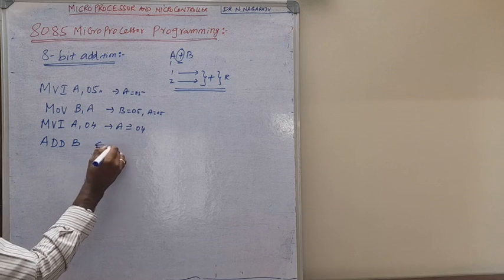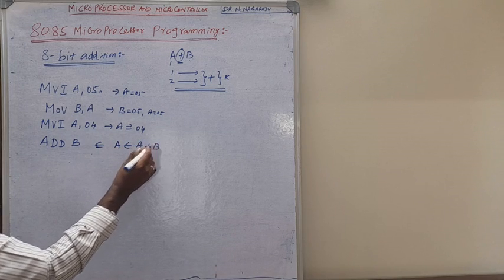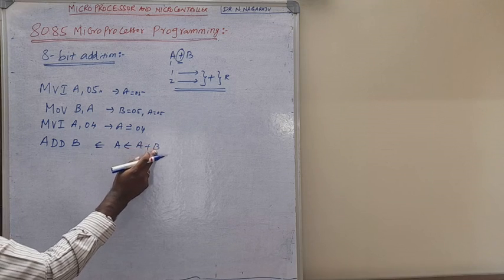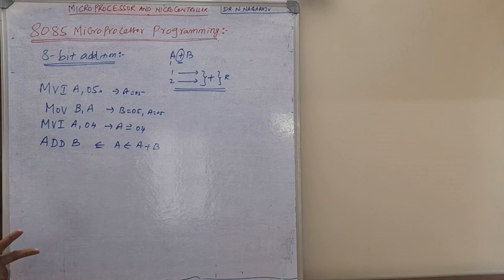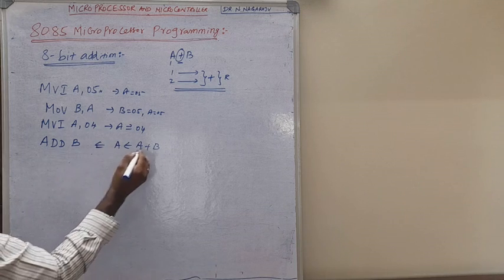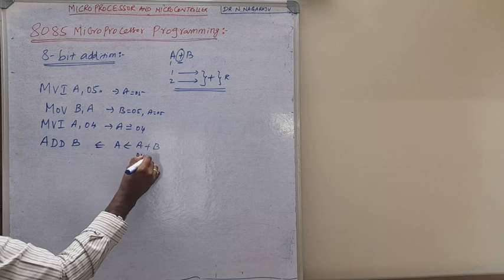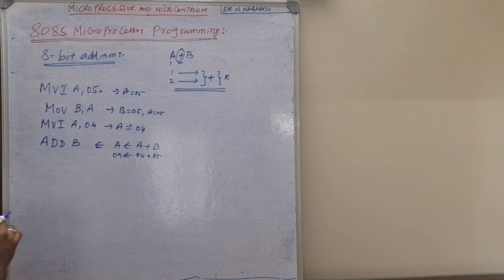The meaning of this instruction is that the accumulator, that is A, is added with B. Whatever content is present in the accumulator is added with the B register, and the result is stored in the accumulator, because the accumulator is always associated with the ALU of the microprocessor. So what is the output? Here you have 04, and here 05. You will get 09. So 9 is the answer.